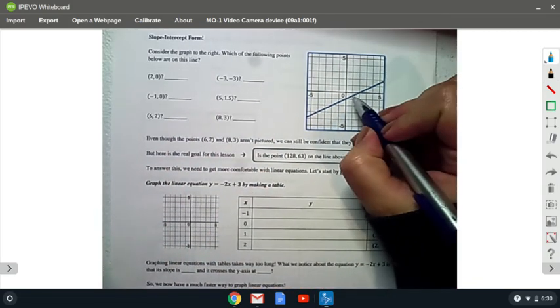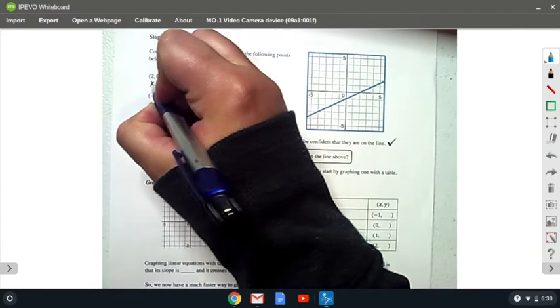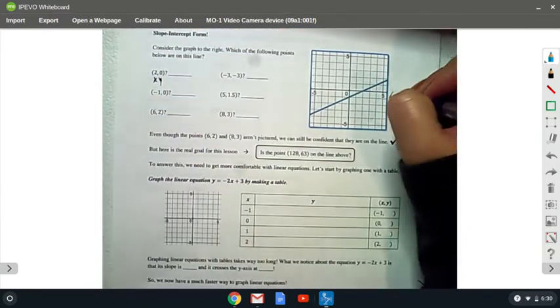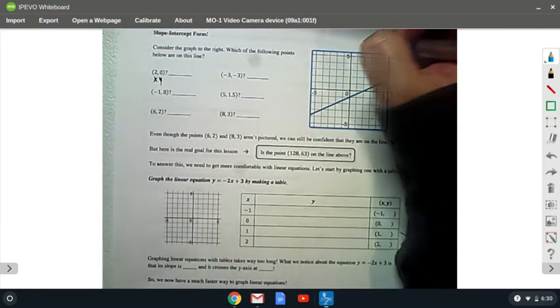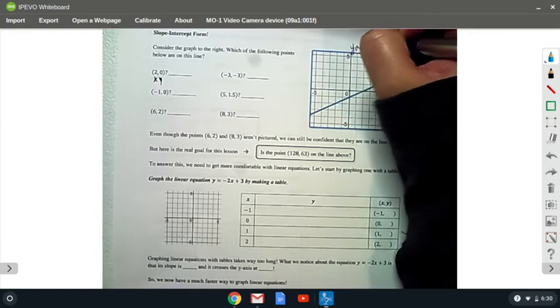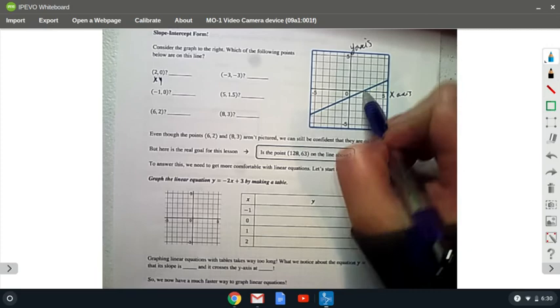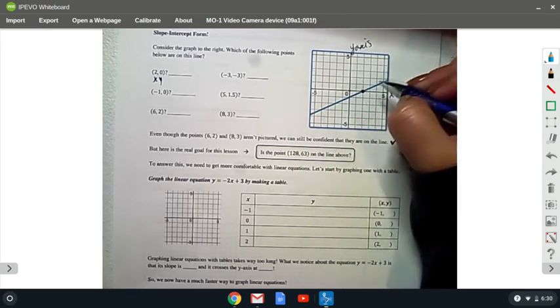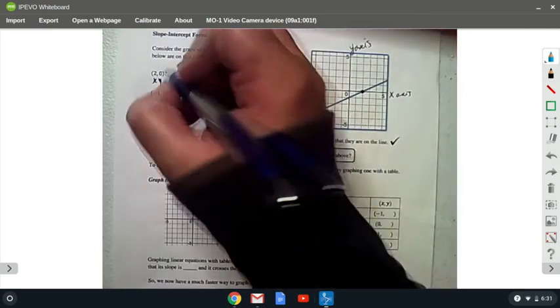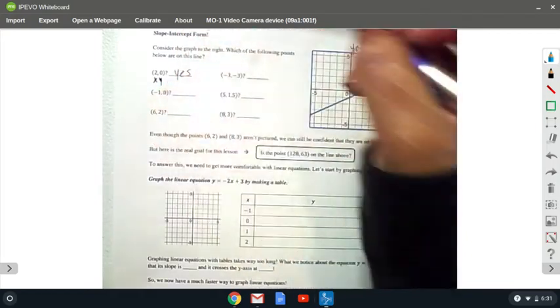So I'm going to go over to, remember that this is my x, this is my y, this is my x-axis, this is my y-axis. So they want to know when x is 2 and y is 0 right here. That does appear to be on the line, so I would say yes.